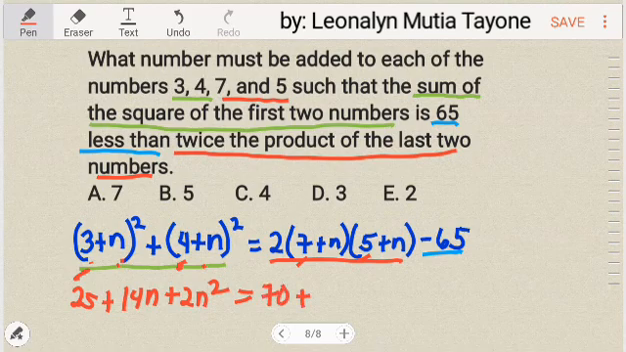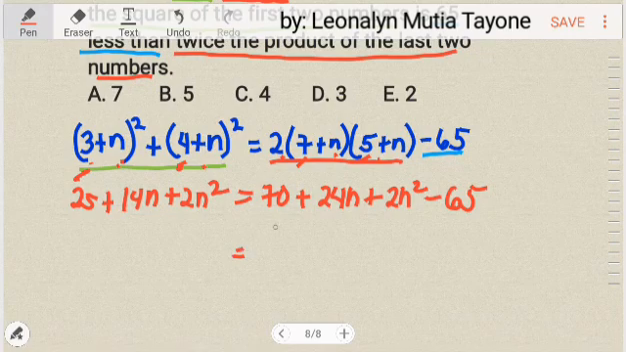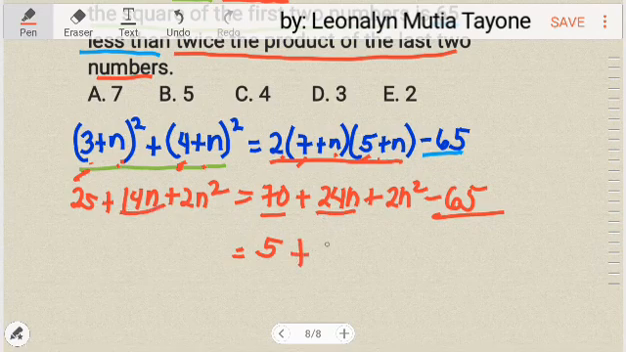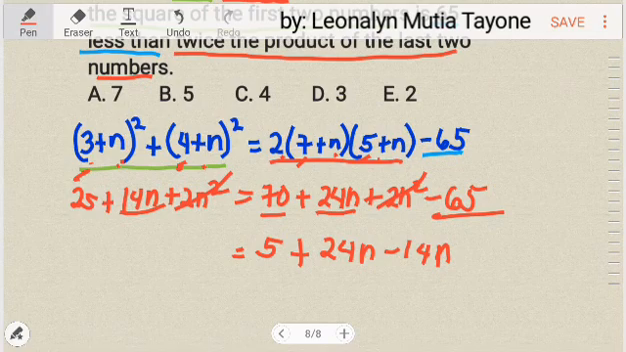is 70, plus 7n plus 5n, that is 12n, times 2, that is 24n, plus n times n, that is n squared, times 2, 2n squared, minus 65. Ipagsama ang mga like terms. So this is 70 minus 65, that is 5. This is 14n plus 24n minus 14n. Itong 2n squared at 2n squared, i-cancel out na natin yan kasi pag mag-minus yan, mazi-zero na yan. Wala na bali. So this is now 25 na lang natira dyan.